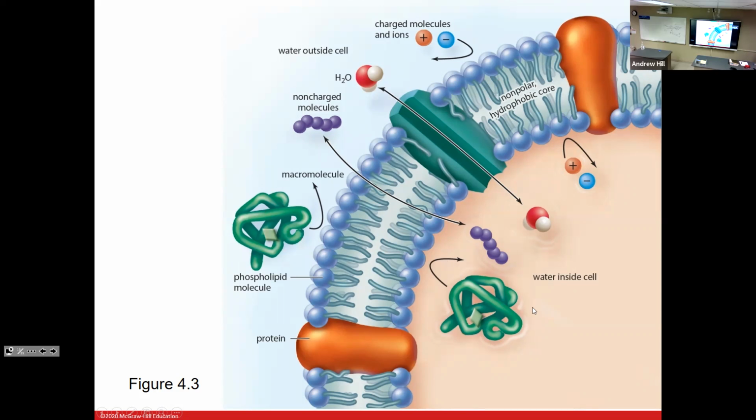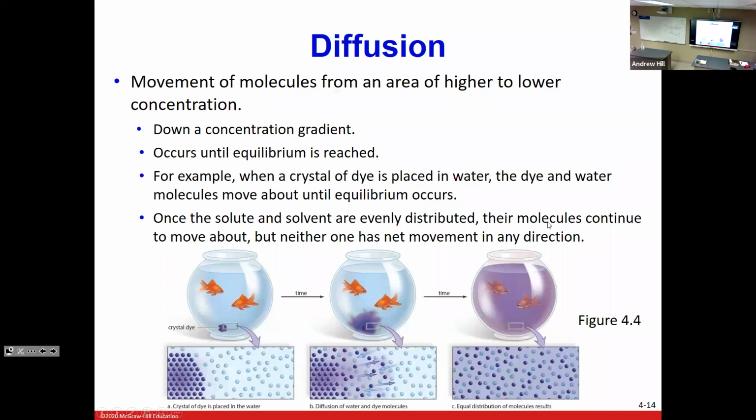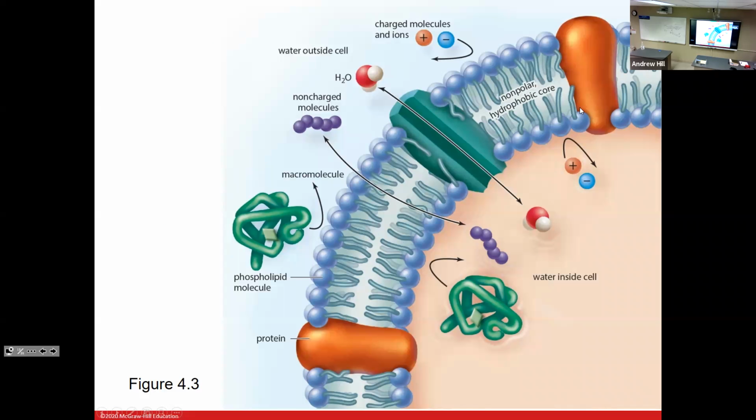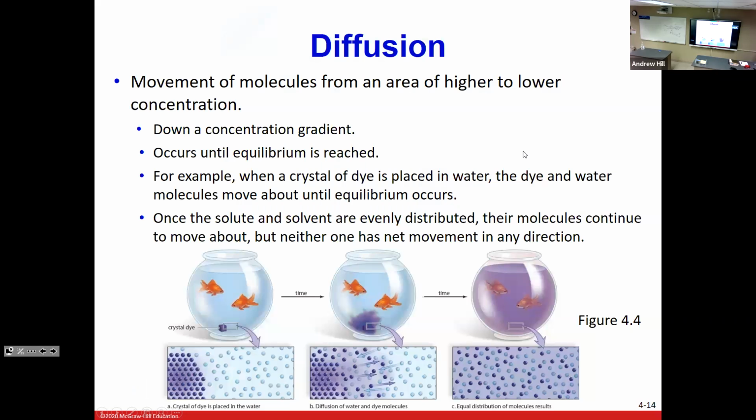Okay, so that gives you a little bit. We've gone through how things get across the membrane. Let's talk a little bit about this process of diffusion, which is really important for our cells.